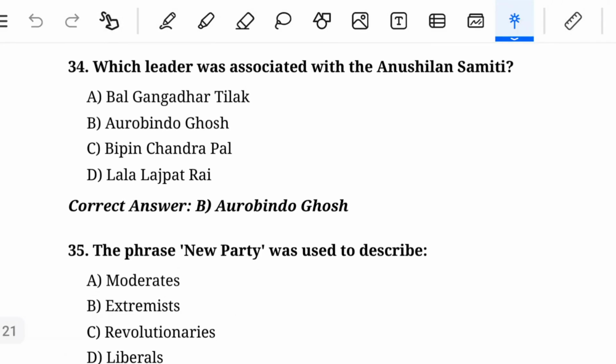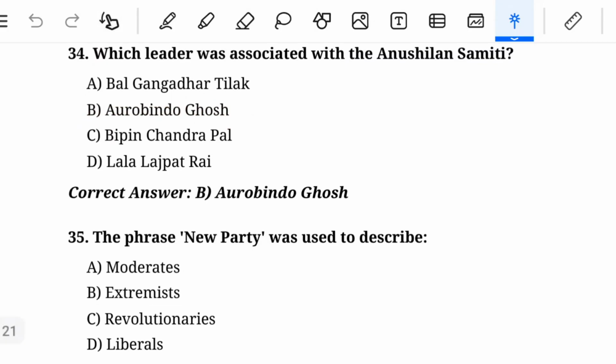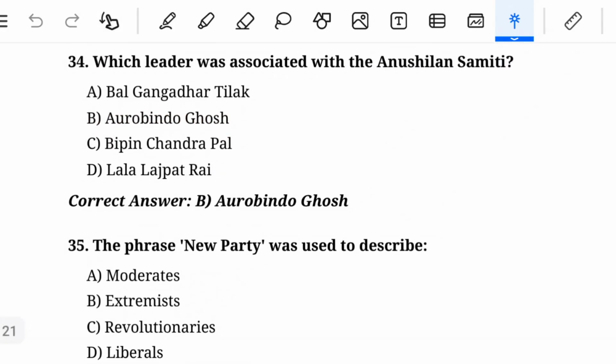34. Which leader was associated with the Anushilan Samiti? A. Bal Gangadhar Tilak. B. Aurobindo Ghosh. C. Bipin Chandra Pal. D. Lala Lajpat Rai. Correct answer B.